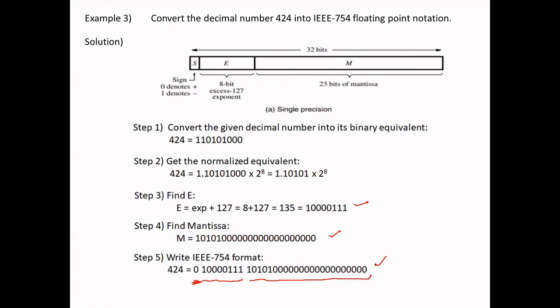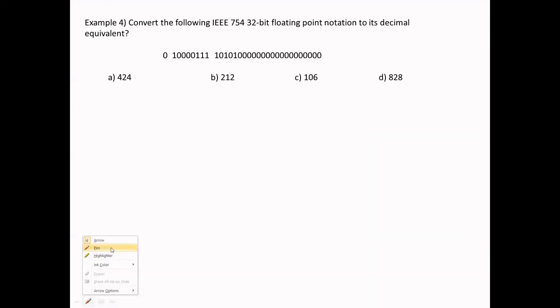Now as a practice problem, take this value and convert it back into 424, that is, convert back into the decimal equivalent. Let us see that one. So take the same number and convert back into the decimal equivalent. Obviously 424 should come, option A should come. Let us see. The scientific notation we know.